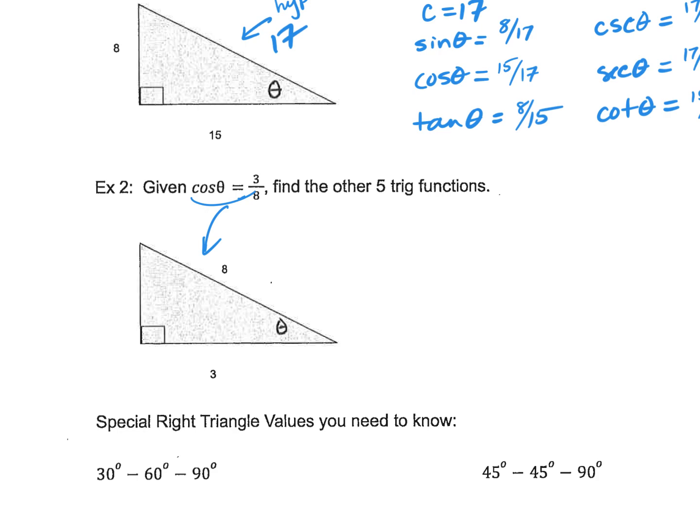Typically what they'll do is they'll say, given cosine is 3/8, what's the tangent? Okay? So they won't ask you for all five, but they'll ask you for one of them. So what's the first thing I need to do here? Find that other leg. So do that, please. And it doesn't matter which one you call A and B, as long as you're consistent.